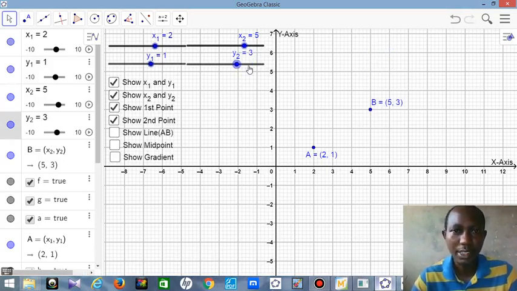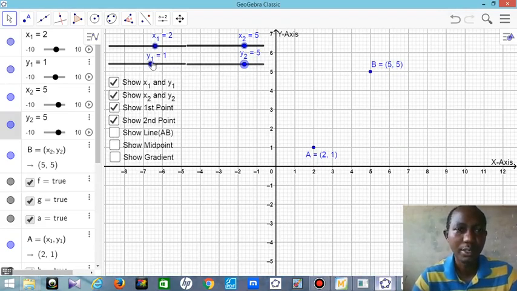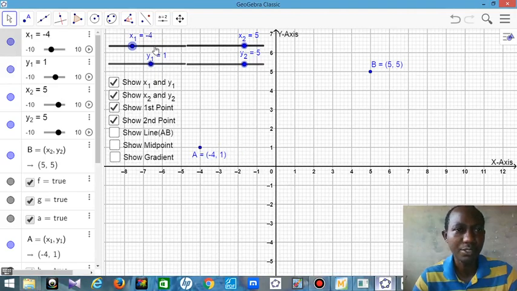You can change the coordinates. You can see x2, y2 is now 1. You can see it here. Y2 is 1, just like that. You can change it. The same thing with your x1. You can change it if you wish. You can see it's now -2, -4. See, point A is (-4, 1), just like that.